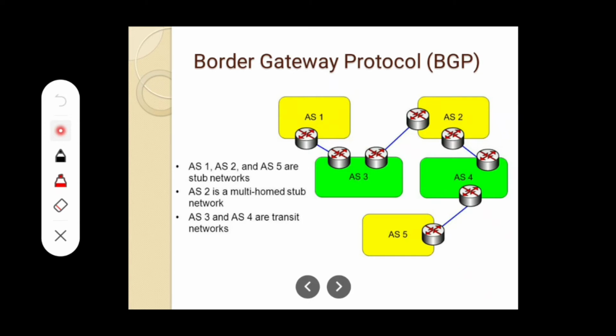Traffic from AS3 to AS4 cannot be diverted through this AS1 because AS1 is a stub network. That is the meaning. Clear?